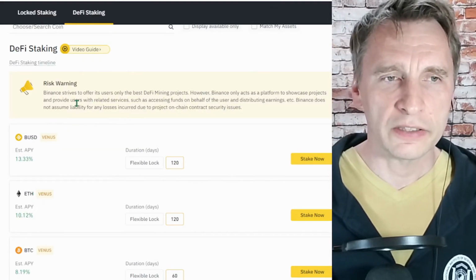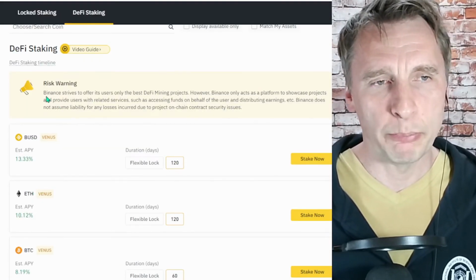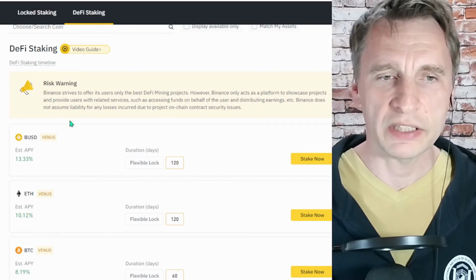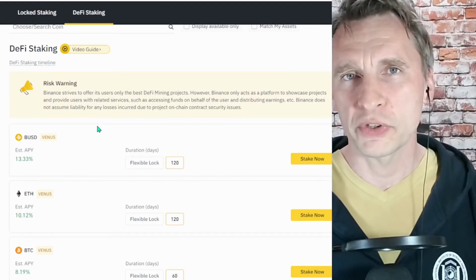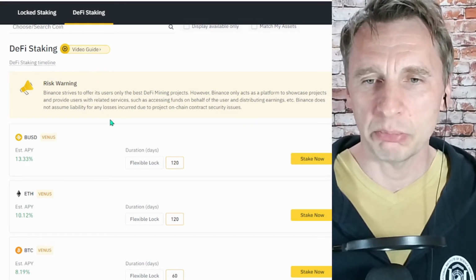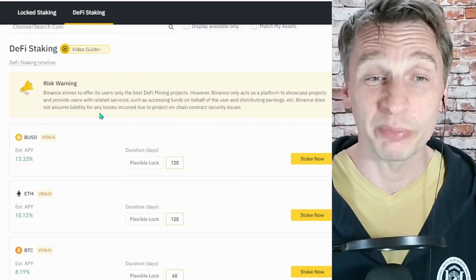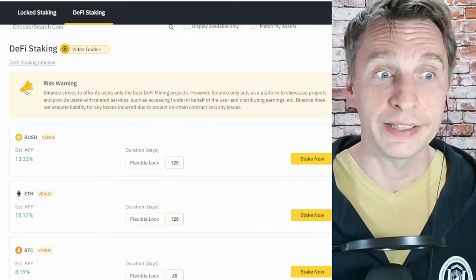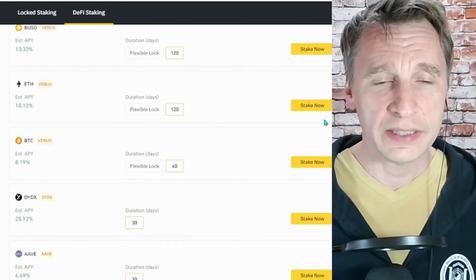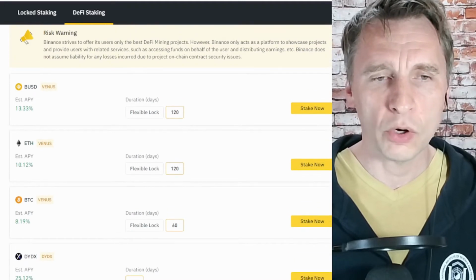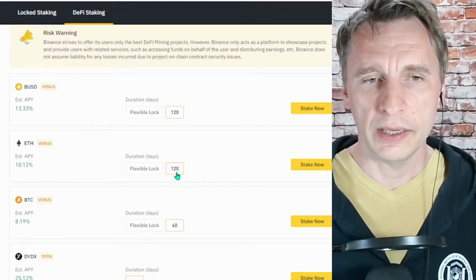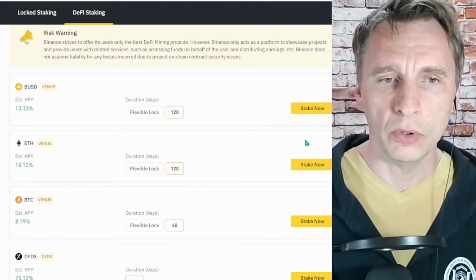Now, DeFi staking is a little bit different. Binance issues a risk warning, basically saying that DeFi staking is offered, and it's just something that Binance shares with its customers, but they should not be held responsible if anything goes sideways. In DeFi staking, you are given the option of long-term staking and flexible lockups.